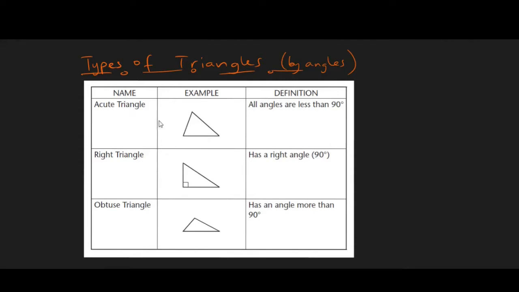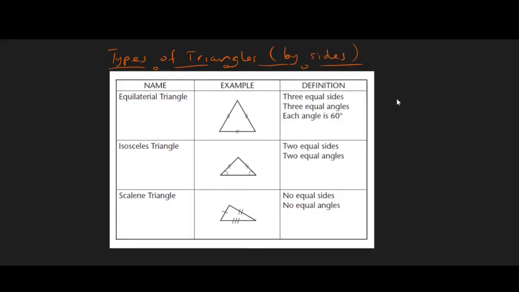acute triangle. If one of the angles is 90 degrees, then we call it a right triangle. And if one of the angles of a triangle is more than 90 degrees, we call that triangle an obtuse triangle. Secondly, we can classify triangles by their sides.